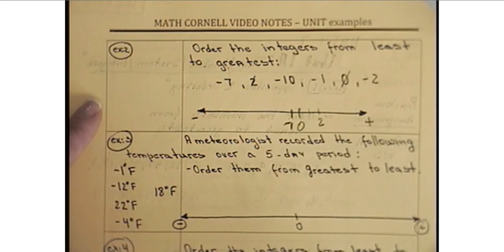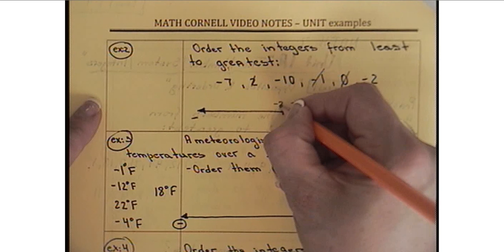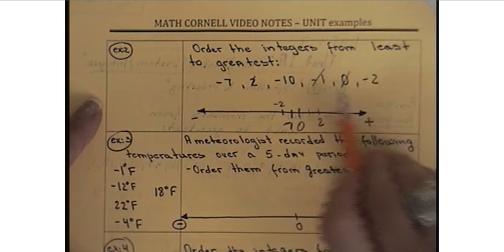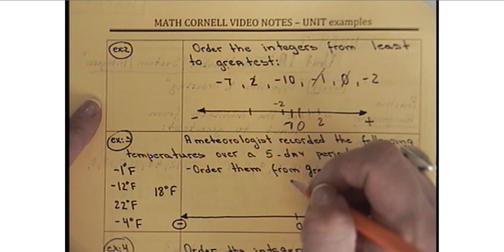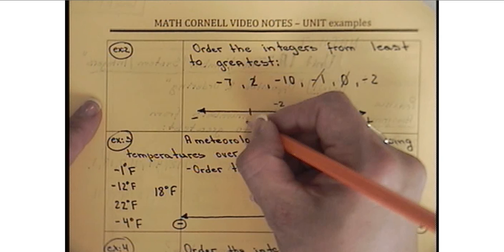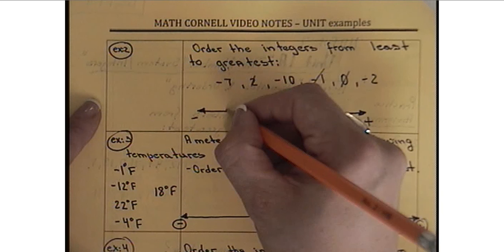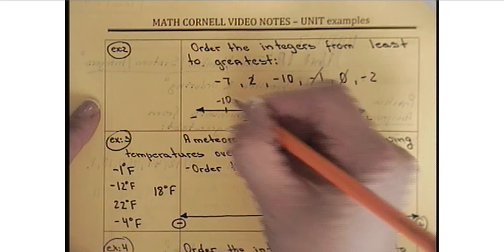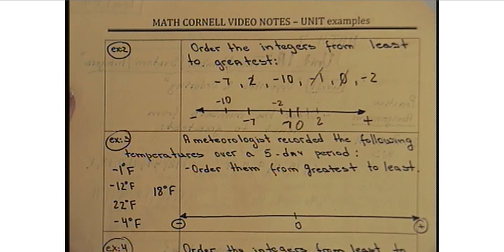Then we go to negative 2. So this will be negative 2. Then what do we have? We have negative 7, so maybe somewhere here. You don't have to be exactly super precise. It will be right there. And then negative 10, I would say right here. With that, my example will be completed and I'm done ordering the integers.